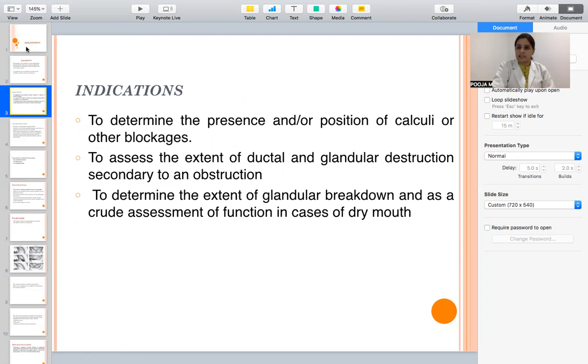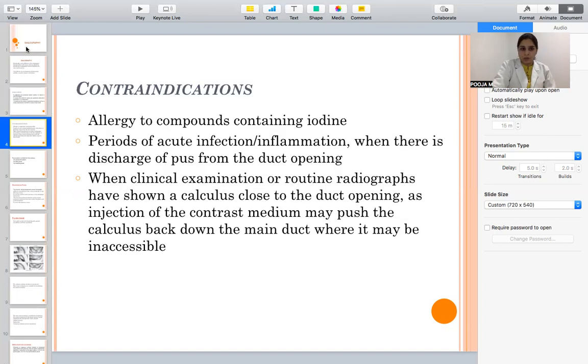Sialography is indicated to determine the presence or to know the position of the ductal calculi or the stone within the ductal system. The next indication is to assess the extent of any destruction of the duct or glandular destruction which is secondary to the obstruction. And the third indication is to determine the crude assessment of function of salivary gland, such as in case of dry mouth.